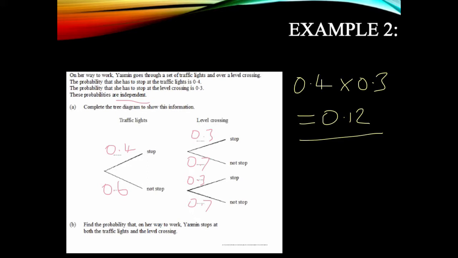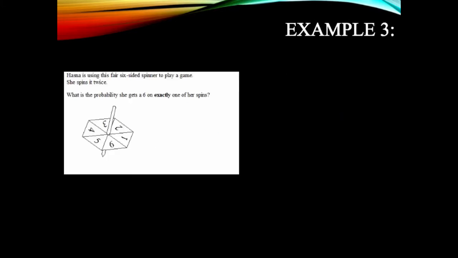These are brilliant questions because you can get a lot of marks really quickly as long as you know what you're doing. Example 3, and this is one that doesn't have a tree. Here we're going to have to create it. Hasna is using a fair 6-sided spinner to play a game. She spins it twice. What's the probability she gets a 6 on exactly one of her spins?